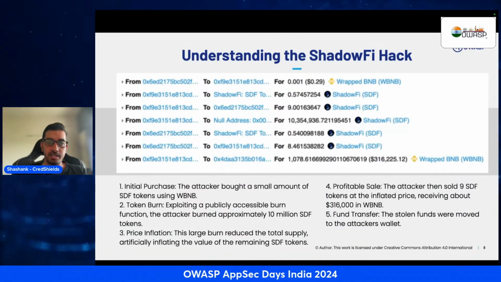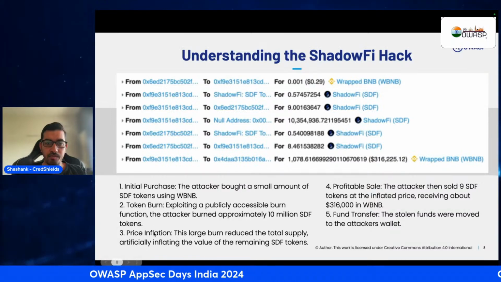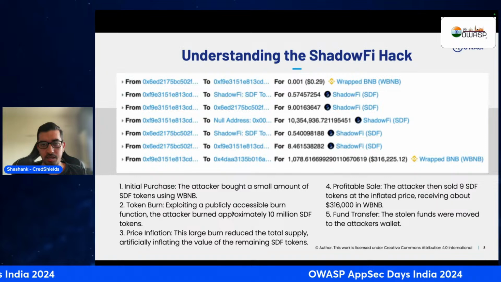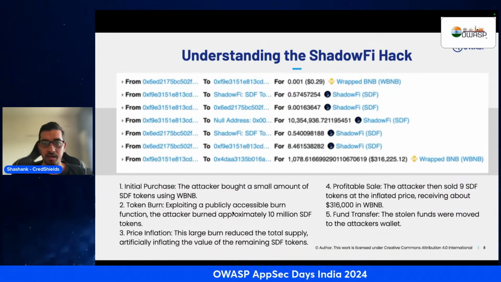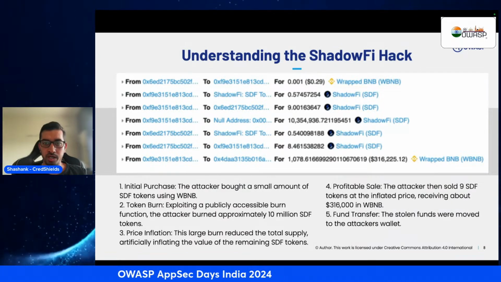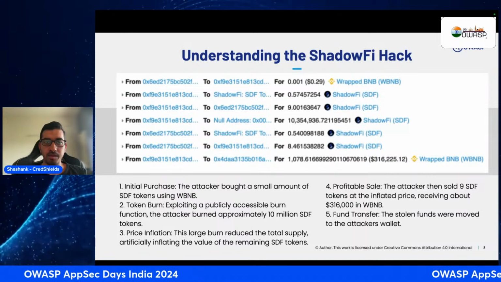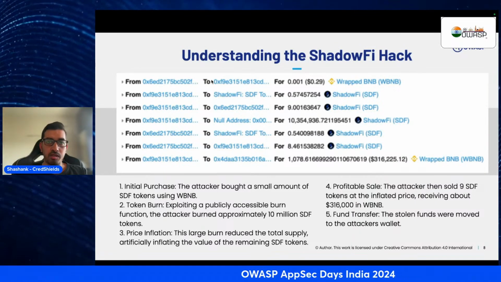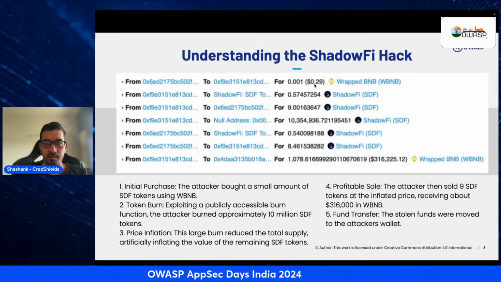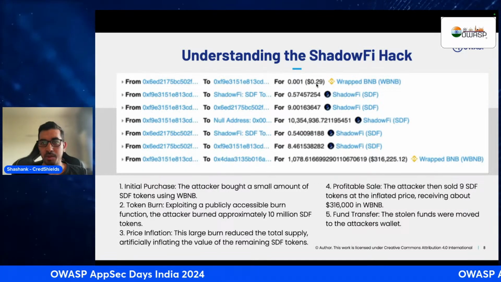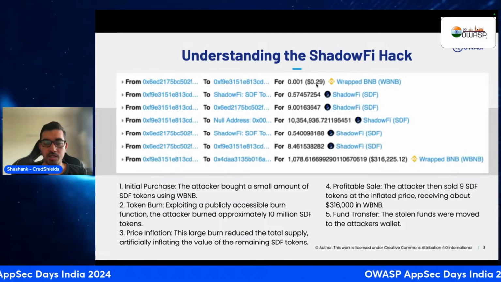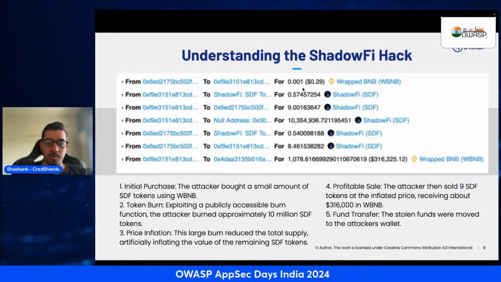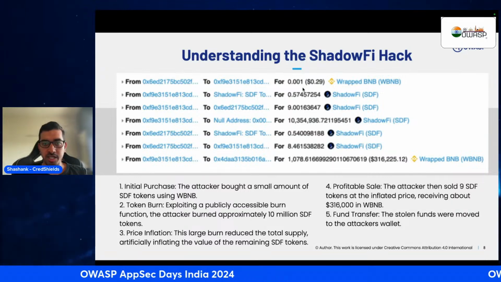If you see the image, this is basically the transaction flow of the hacker, which we decoded to figure out how the hack happened. In the first transaction, someone tried to buy wrapped BNB, which is Binance coin. This was done because this hack happened on the Binance chain.